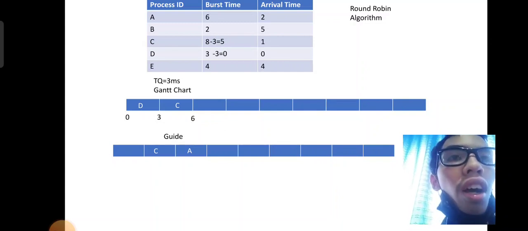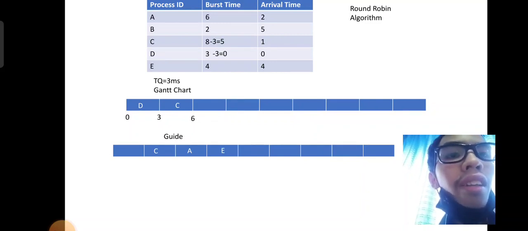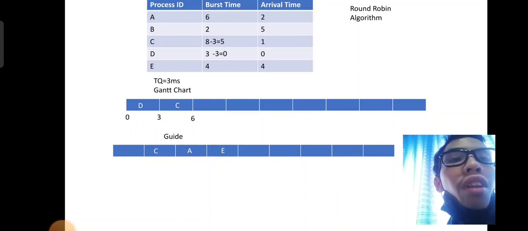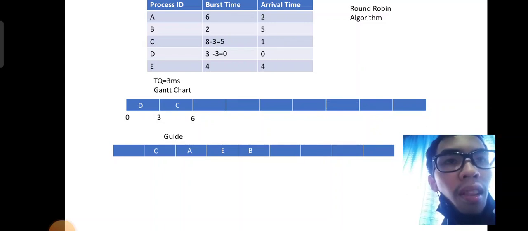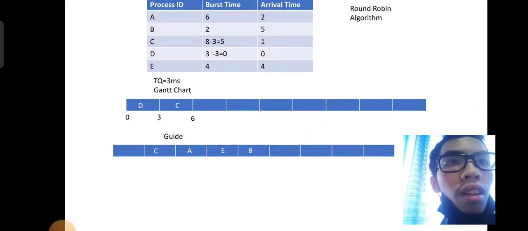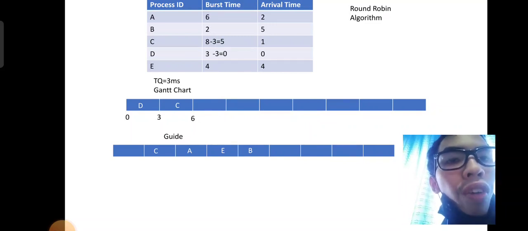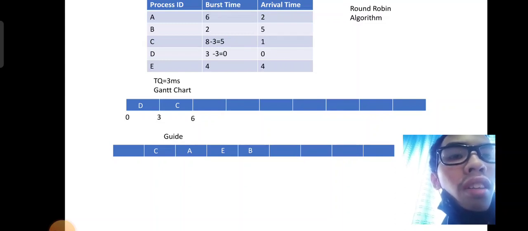Then we will check which processes will come at time 6. The first process to come in is process E, because it has the earliest arrival time. Then process B will come after process E because its arrival time is 5. Then we will put process C after B because process C is not yet done. Its burst time has a remaining of 5 in our guide.